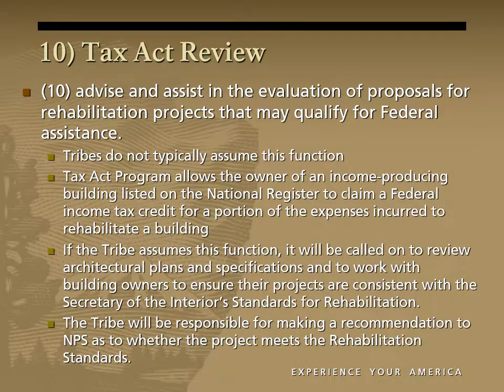Function 10 is referred to informally as the Tax Act function, to advise and assist in the evaluation of proposals for rehabilitation projects that may qualify for federal assistance. This function stems from a provision of federal law that allows the owner of an income-producing building listed on the National Register to claim a federal income tax credit for a portion of the expenses incurred to rehabilitate that building in accordance with the Secretary of the Interior's standards for rehabilitation.